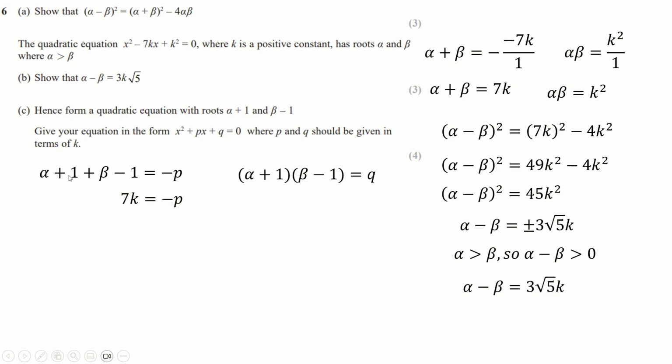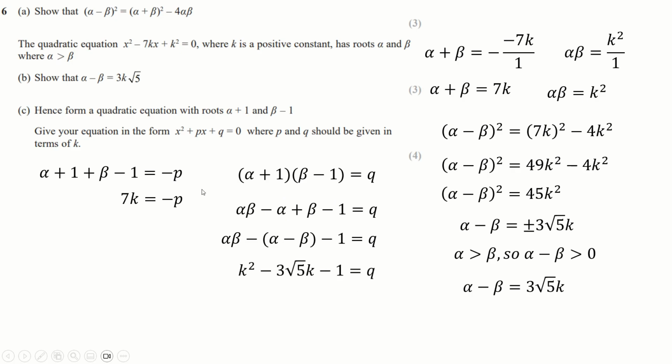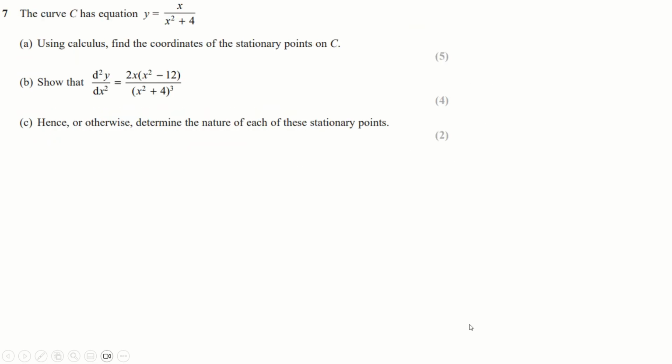So now, of course, that just means alpha plus beta equals minus p. Alpha plus beta, we already found out, is 7k, so that's good. And this is saying alpha beta minus alpha plus beta minus 1 is equal to q. I can factorize this to be minus brackets alpha minus beta. Alpha minus beta is 3 root 5k, so I'll put that in there. Alpha beta is k squared, so I'll put that in there. And I think now I can just replace these two results into this quadratic here and have my answer.